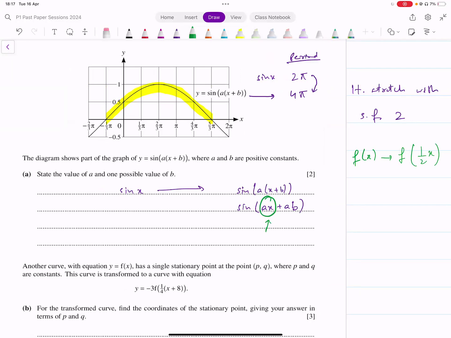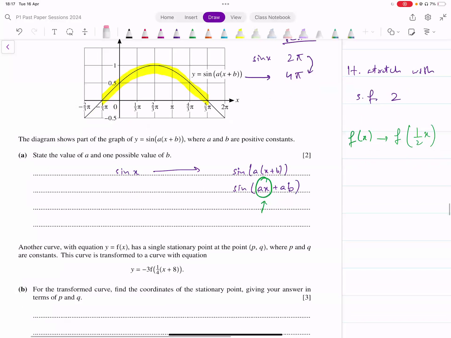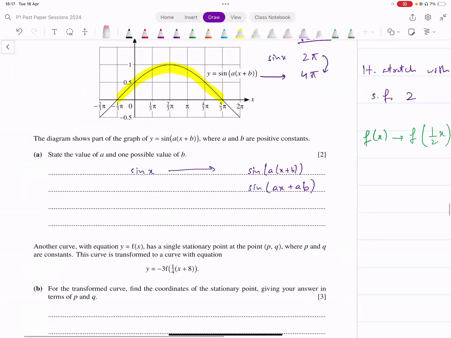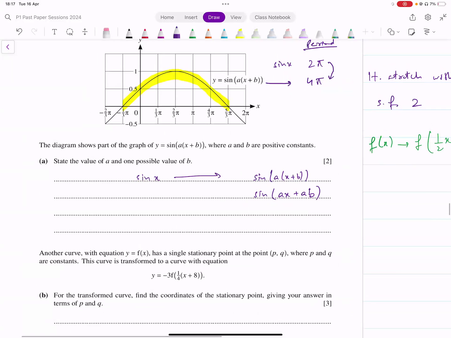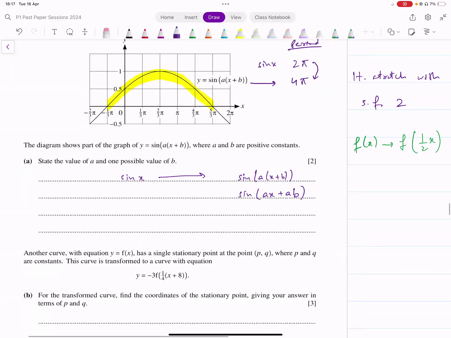So now think about this. It's a times x. For the stretch to happen, what is x going to be multiplied with? 1 over 2. So the value of a, therefore, is supposed to be 1 over 2. Why? Because the scale factor is 2. In horizontal transformation, the scale factor is the reciprocal of the number that you have multiplying inside. The reciprocal of 2 is 1 over 2. So the value of a is supposed to be 1 over 2.